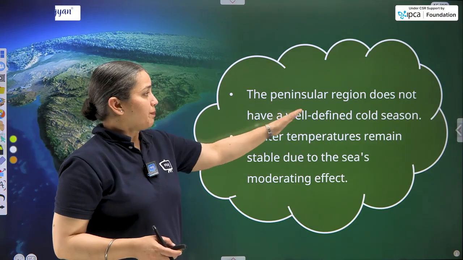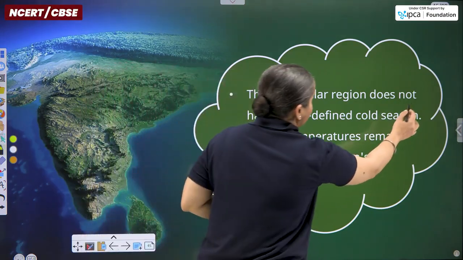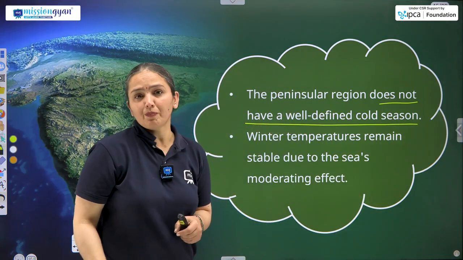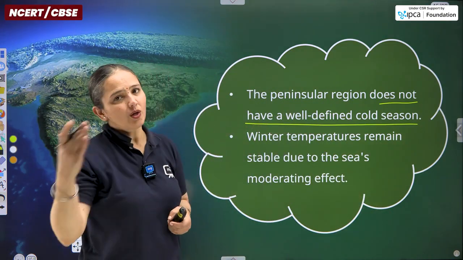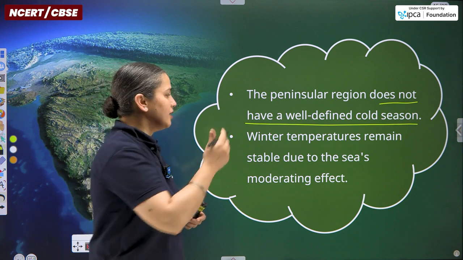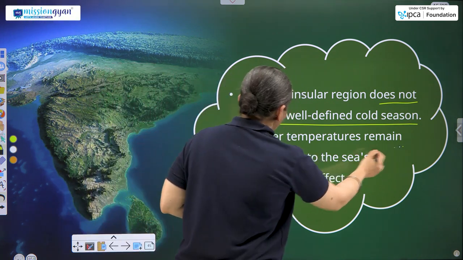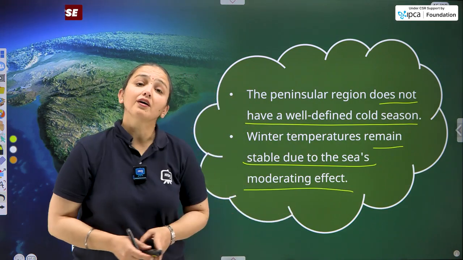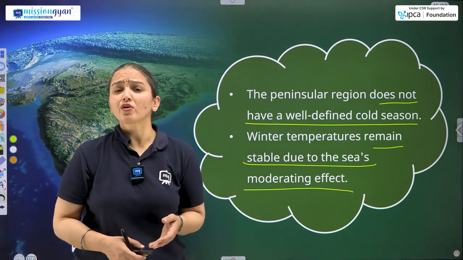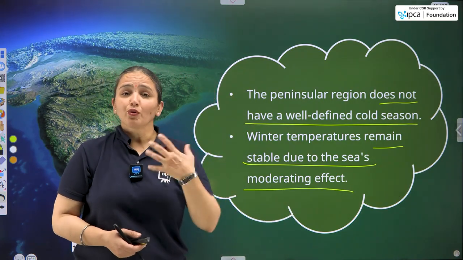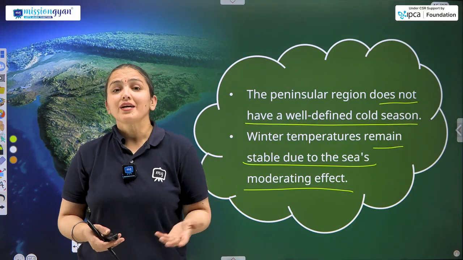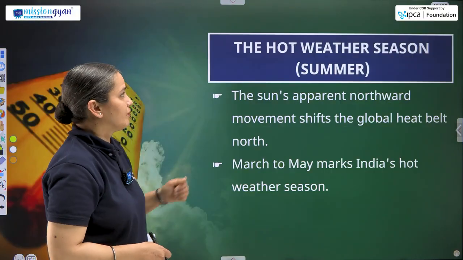Related to this only, the peninsular region does not have a well-defined cold season because of the presence of the water body by the eastern and western part of southern India. So winter temperatures remain stable due to the sea's moderating effect. What is the moderating effect of the sea? Because if the winds are originating from there, they are comprising moisture content within them.